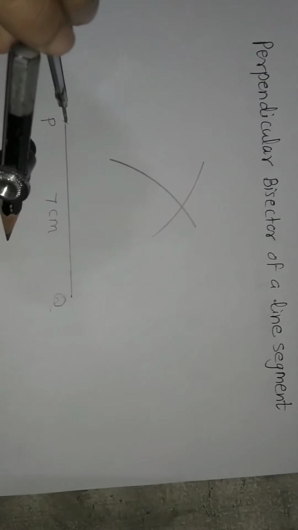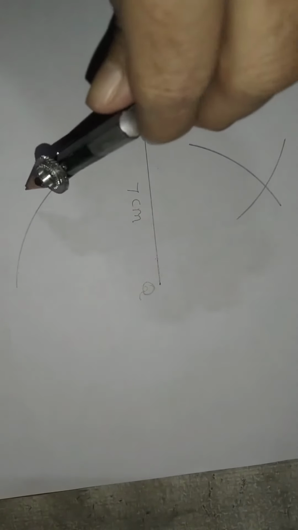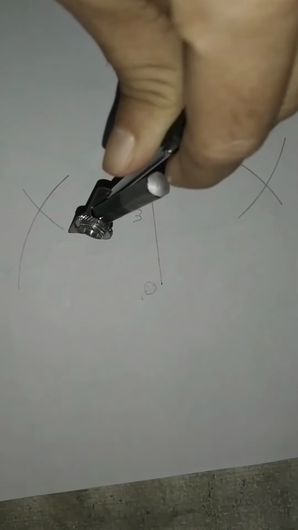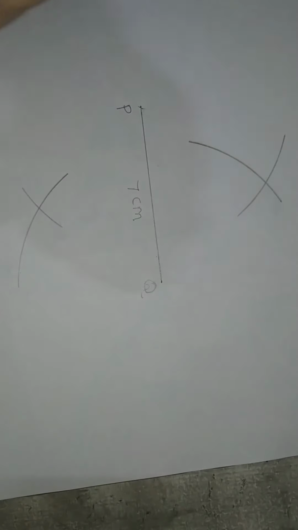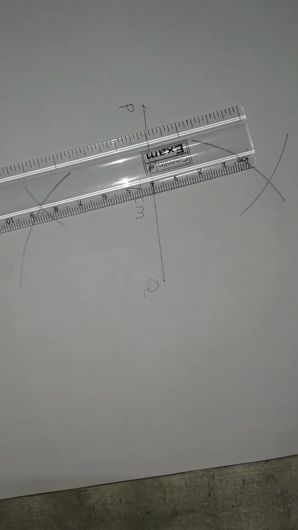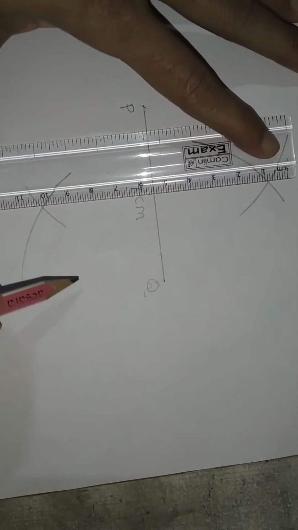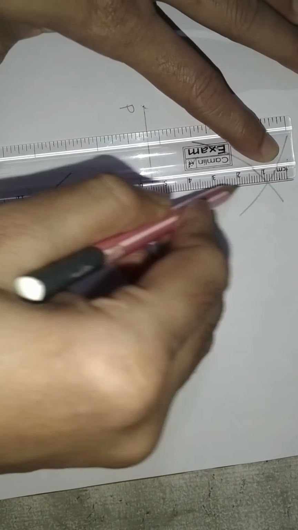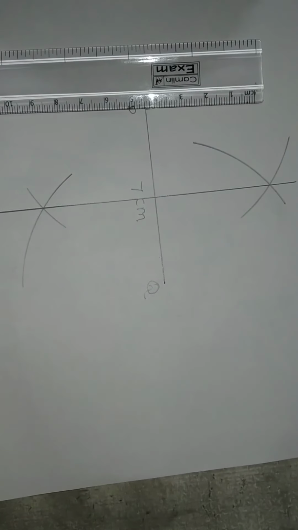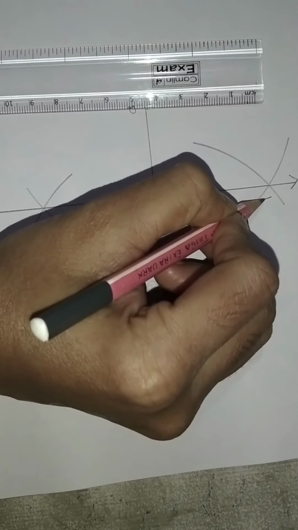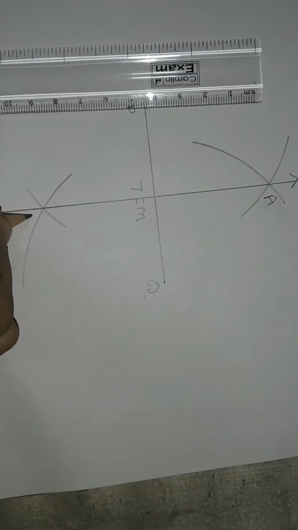Now, draw another arc which already we have drawn. It will intersect this arc at two different points. Now we will join this point by raising the line like this. Label the 2 points A and B.